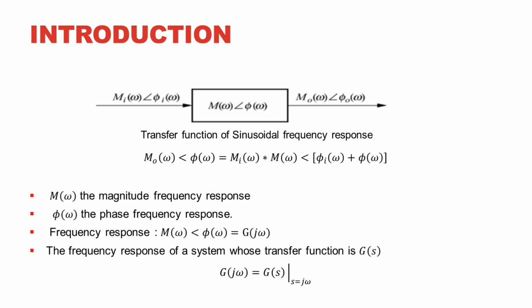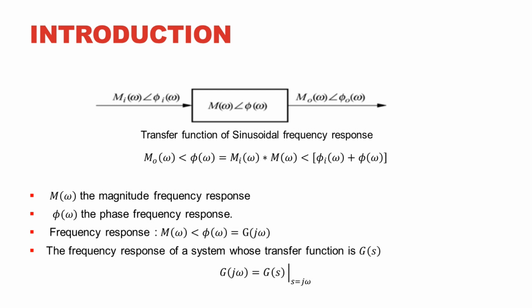We define the magnitude frequency response to be the ratio of the output sinusoid's magnitude to the input sinusoid's magnitude. The phase response is the difference in phase angle between the output and the input sinusoids. We also want to note that the magnitude of the sinusoidal output is equal to the magnitude of the sinusoidal input multiplied by the magnitude of the system's frequency response. The phase of the sinusoidal output is equal to the phase of the sinusoidal input plus the phase of the system's frequency response.